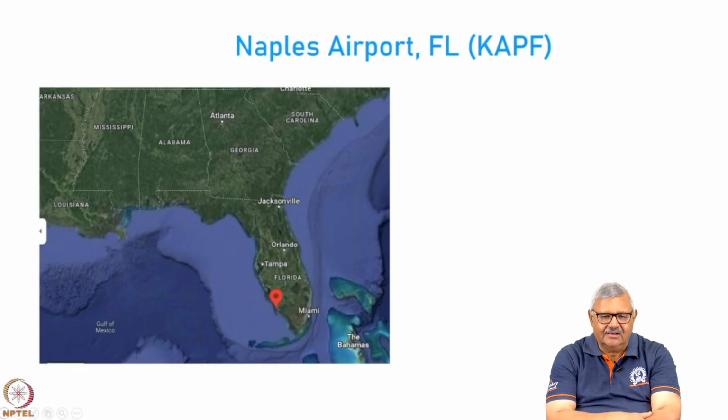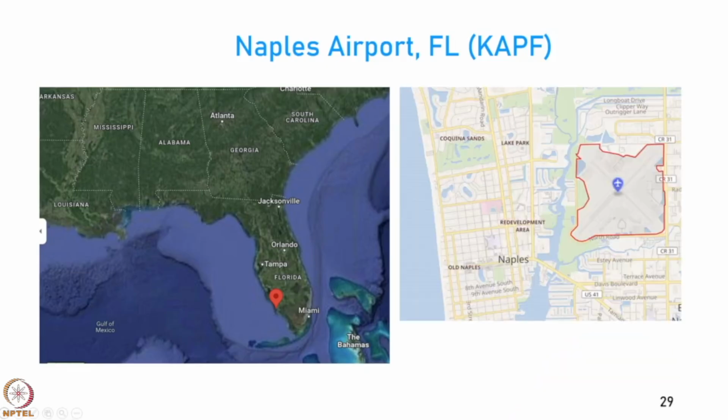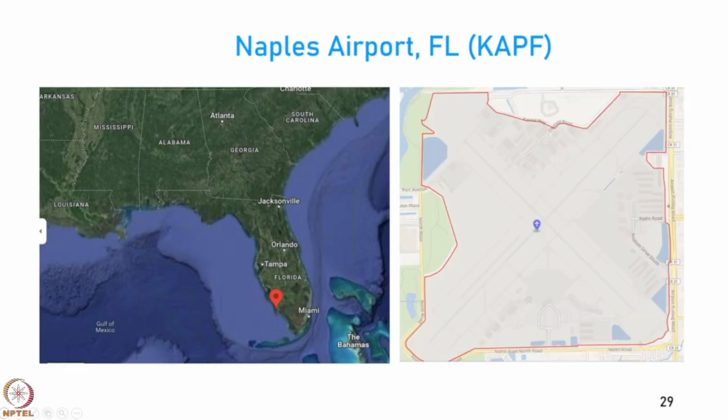Naples Airport in Florida, and the FAA designation is KAPF. If you look at the map, you will find this is where it is located in Naples, Florida, and if you zoom further, you will find that this airport is surrounded on all sides by roads and by residences. It has two runways, as you can see.